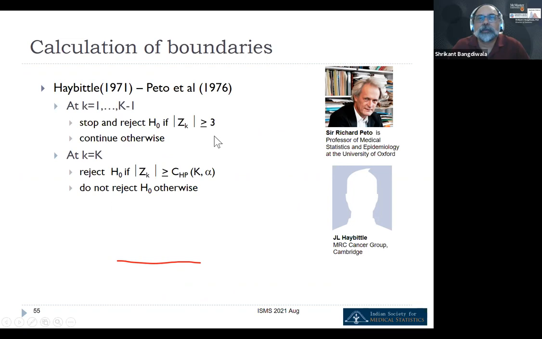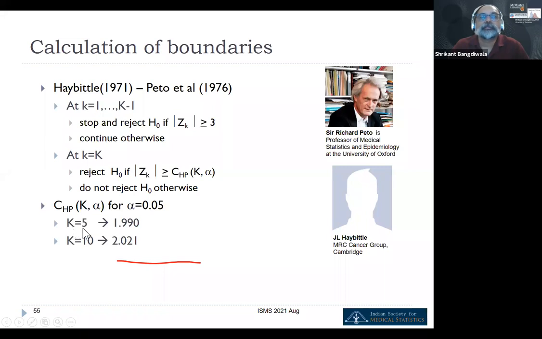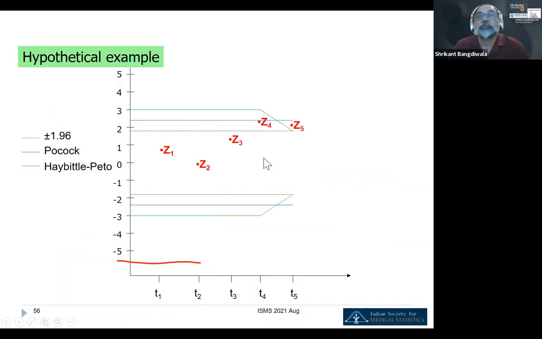So then came other boundaries suggested by Haybittle and Peto that said, make it very difficult to stop during the study. You have to have a Z value of 3 or more. But the final value is adjusted to the number of looks, and it's closer to 1.96. When they did their calculations, the 5th value is 1.99, so the 2.05 would be significant there. So this is what Haybittle has done. Others have argued that you can even do it higher, and you don't even have to adjust at the end. You can use 1.96 at the end.